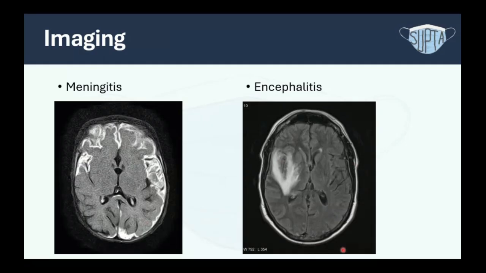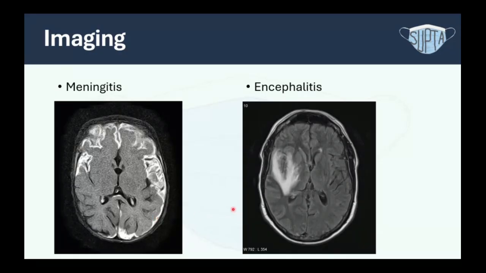For meningitis, one of the key things you can see is this thin linear enhancement of the meninges surrounding the brain. You can imagine the meninges lining the entire surface of the brain. You can see even the gyri and sulci, the fissures, and the linear enhancement there as well. So that's one key sign of meningitis.